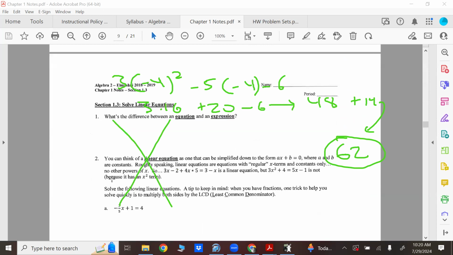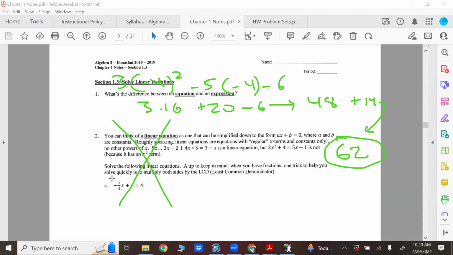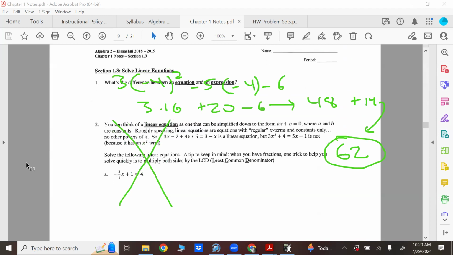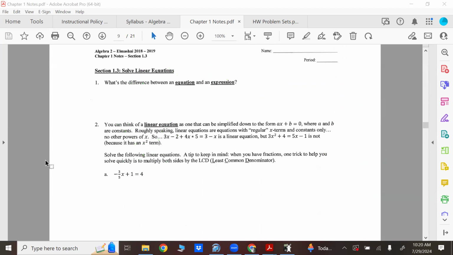Well, let's see how far we get, because I say at 10:30, I'll kind of stop the notes and have you guys do problem sets afterwards. So I want you guys working on problems today. So let's go to section 1.3, solve linear equations. An equation has an equal sign, an expression, no equal sign.